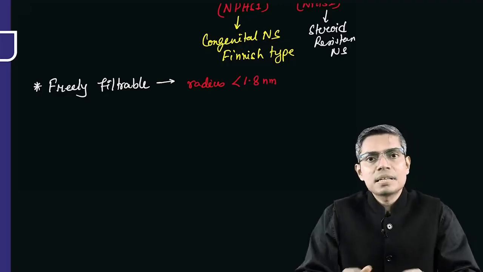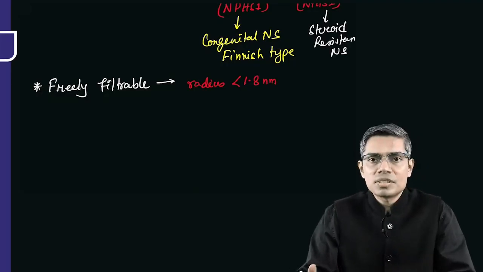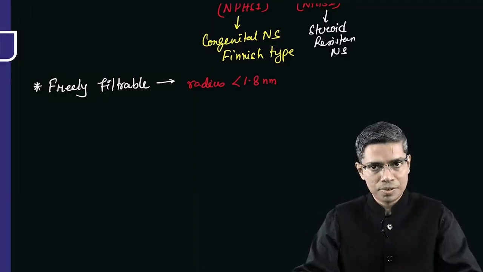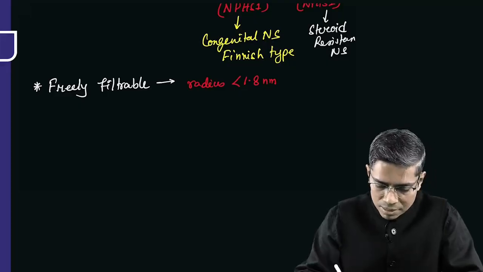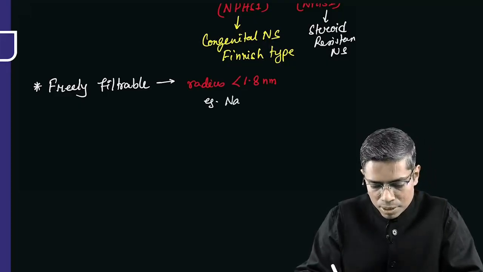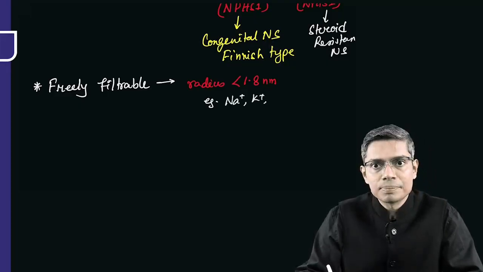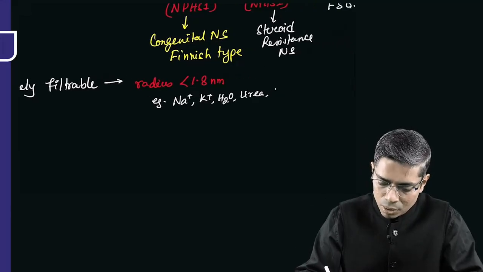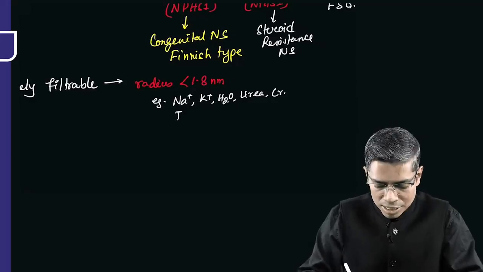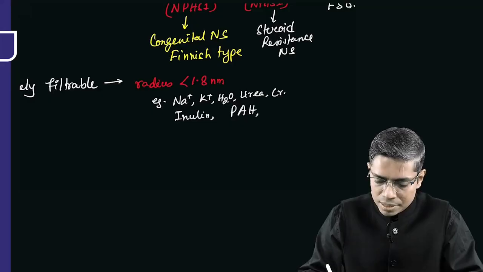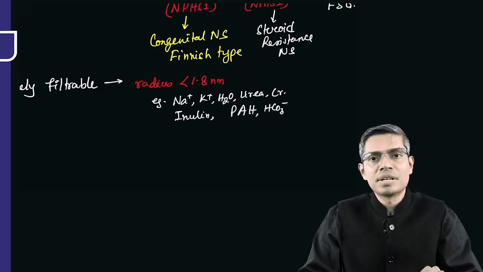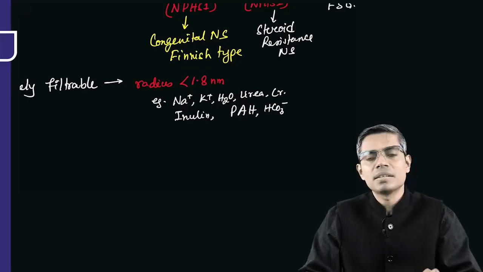So these substances are freely filterable, which means whatever their charge may be, negatively or positively charged, they will easily pass through. Examples of freely filterable substances, as all of you know, are sodium, potassium, water, urea, creatinine, including inulin, para-aminohippuric acid, and bicarbonate. All of them are freely filterable because their molecular radius is less than 1.8 nanometer.